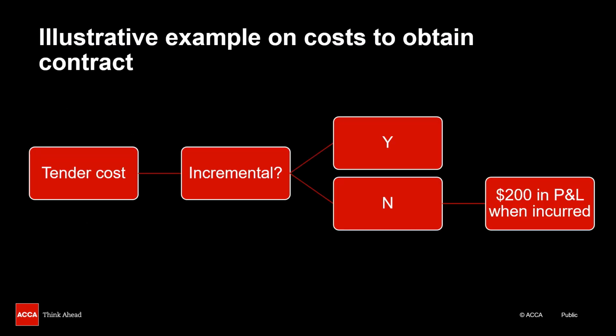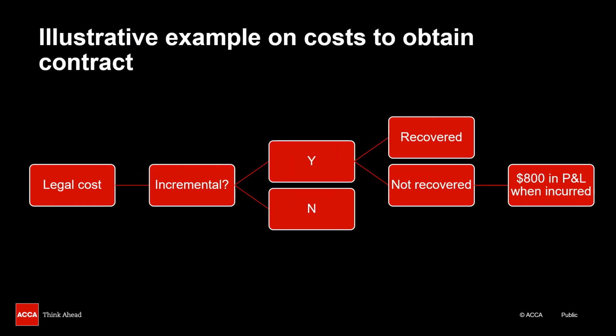The tender cost is not an incremental cost, since this cost would have been incurred despite obtaining the contract or not. Therefore, the cost of $200 would have been expensed in profit and loss when it was incurred. The legal cost is an incremental cost because it had only been incurred due to the contract being obtained. Since it was not recoverable from the customer, it also would have been recorded as an expense in profit and loss when it was incurred.